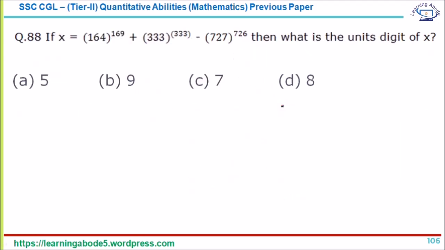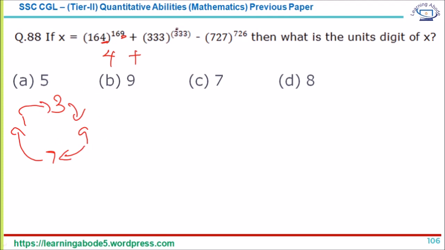Now 88 is a very easy question to find the unit digit. Now a number ending with 4, the unit digit will end with either 4 or 6. If the power is an odd power, the unit digit will be 4 itself. And 3 to the power 333. Here the unit digit will be either 3, 9, 7 or 1. It will be a cycle that is repeated.